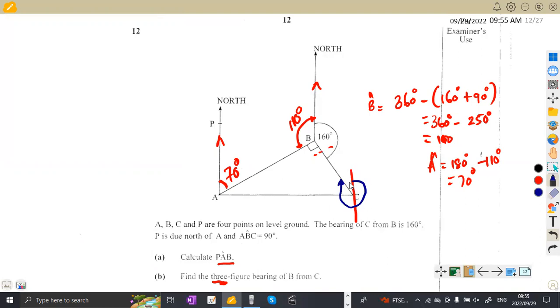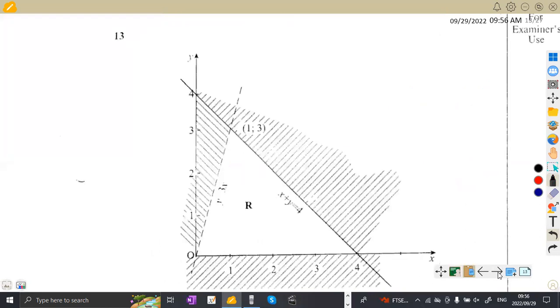Instead of finding this whole angle, I can simply find this angle here between the north pole and the line, because these are parallel lines. So if this is 160, I'm going to subtract from 180. 180 minus 160 is 20 degrees. Angles at a point add up to 360, so it's going to be 360 minus 20 degrees, which is 340 degrees. That is our three-figure bearing, 340 degrees. So that was number 12.